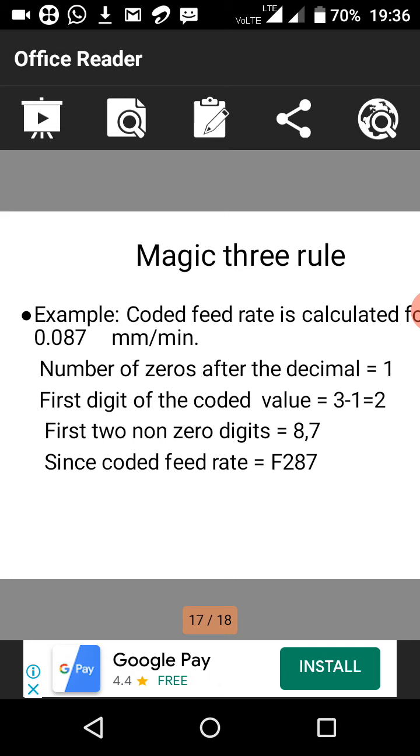Minus 1 from the above step, we are taking that minus 1. So 3 minus 1 is equal to 2, we are getting. Now what we will write is the first two non-zero digits. Next, third step, we see how many non-zero digits are there. So 2 are there, that is 8, 7. In the last step, since the coded feed rate is 8, first 3 minus 1 is 2, we got it, that 2 we will write first, then 8 7. So that way we will calculate the magic 3 numbers in the second step. Okay, that is the feed rate.